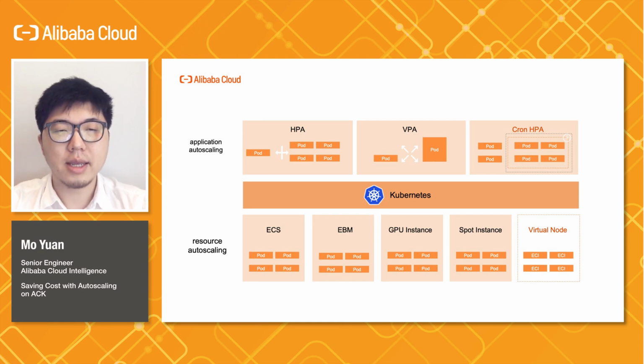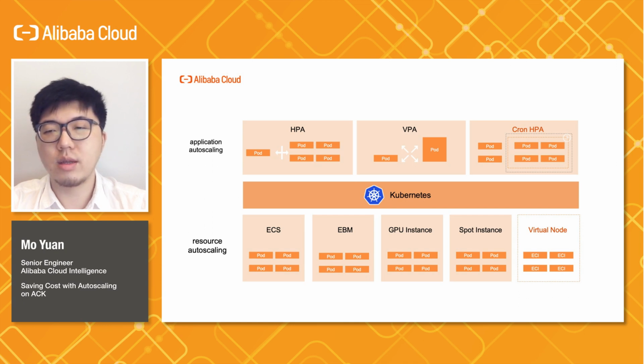In resource autoscaling, we can autoscale plain VM instances, bare metal instances, GPU instances, and spot instances. And we also have a unique resource autoscaling method called virtual node. You can regard a virtual node as a giant node with unlimited resources. When a pod is scheduled to the virtual node, it will finally be created as a serverless pod without any node.